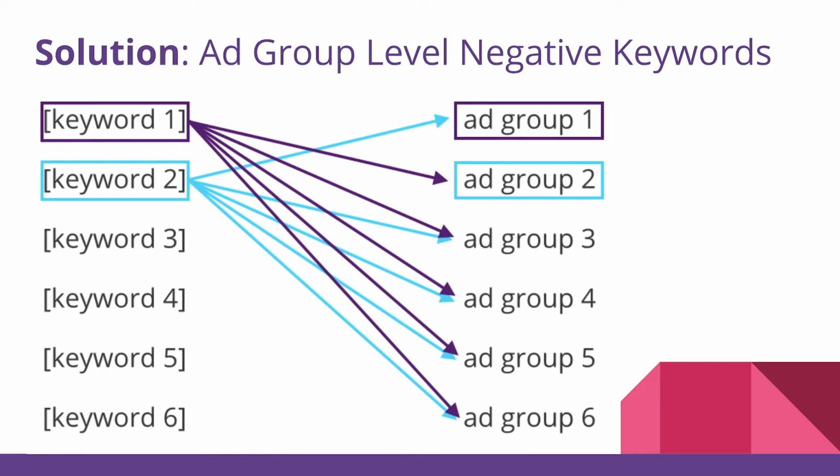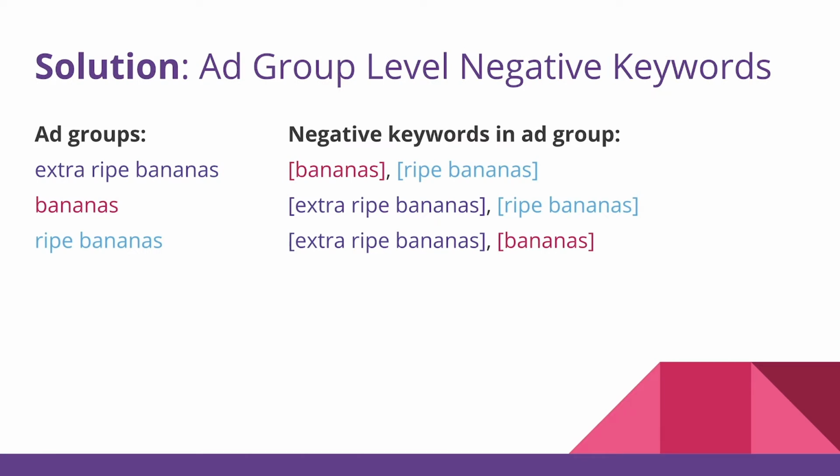So, all clear? As mentioned, several keywords in your account could be eligible to catch one search phrase. The solution? Adding ad group level negative keywords. You can exclude the search phrase extra ripe bananas from triggering ads from the bananas or ripe bananas ad groups, and vice versa. So the person searching for extra ripe bananas would be shown the ad specifically created for that search phrase. And here's how to make all this happen.